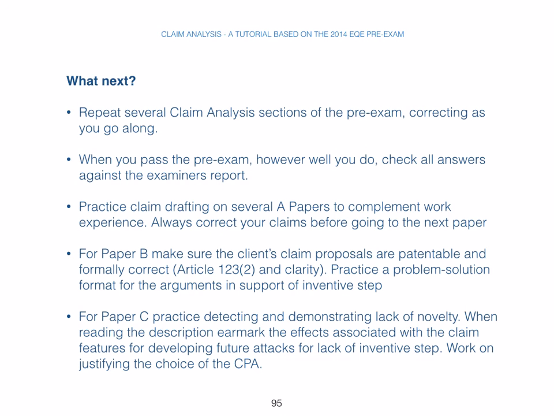When you are reading the description of the patent to be opposed, earmark the effects associated with the claim features for developing future attacks for lack of inventive step. Just as we earmarked the effects that we were looking for the claim features in the claim analysis example, use the same principle for building up your attack for lack of inventive step. And for paper C, work on justifying the choice of the closest prior art.